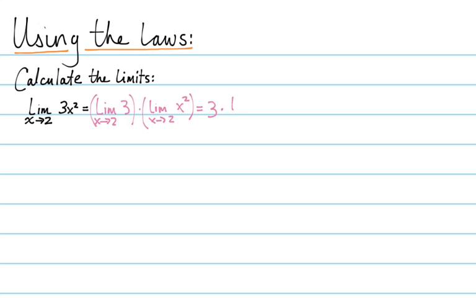And we can rewrite the limit as x goes to 2 of x squared as the limit as x goes to 2 of x, squared. And you should remember that the limit as x goes to 2 of x is 2, so we get 3 times 2 squared, and that's 3 times 4, which is 12. And so that's our limit.